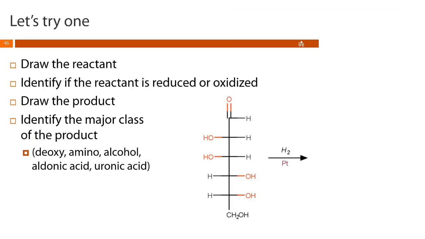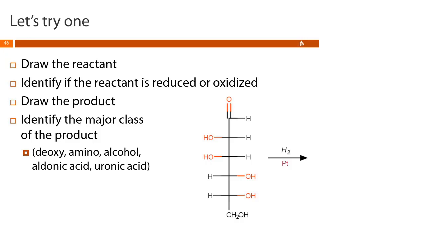Okay, so now that we've talked about these important monosaccharides, let's do a little review here. So let's do some reactions with monosaccharides. This is nothing new. This is a reaction that you saw in the last module. It's just that instead of working with a small aldehyde this time, we're working with a larger biomolecule, a monosaccharide. So I want you to pause this video. I want you to draw the reactant, identify if the reactant is being reduced or oxidized, draw the product, and identify the major class of the product. So either a deoxy sugar, amino sugar, sugar alcohol, aldonic acid, or uronic acid.